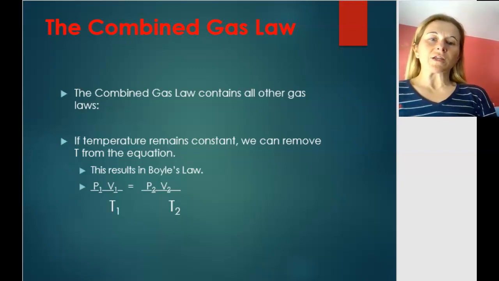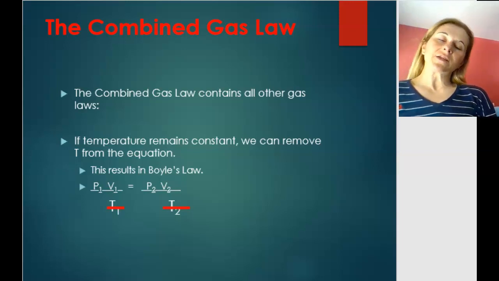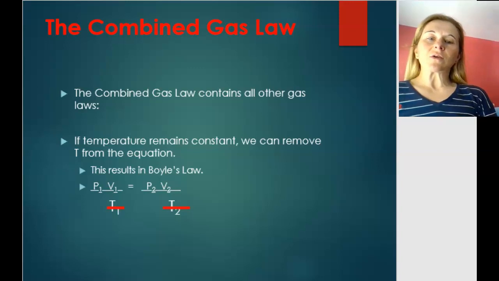And if for some reason one of those things is held constant, temperature, pressure, or volume, we just remove it from the equation. So here we see we have our combined gas law, and our scenario is saying if the temperature remains constant, but we're changing pressure and volume, then we're just going to remove temperature from the equation, and we end up with Boyle's law there. The initial pressure times the initial volume is going to equal the final pressure times the final volume.